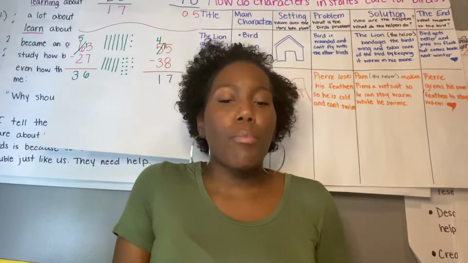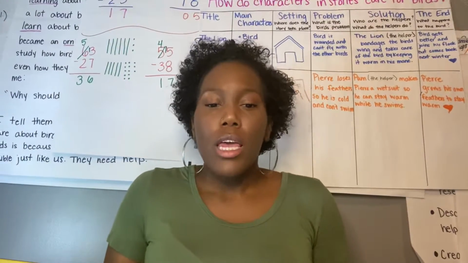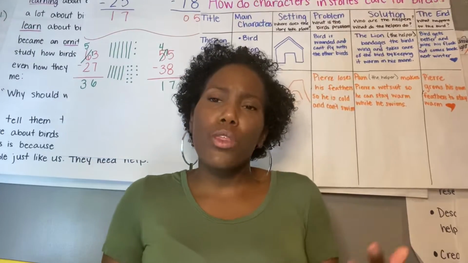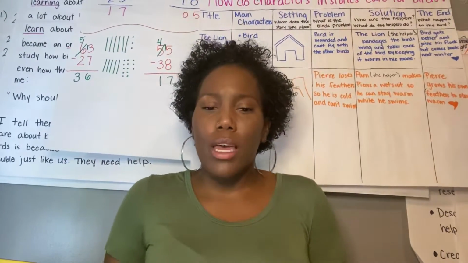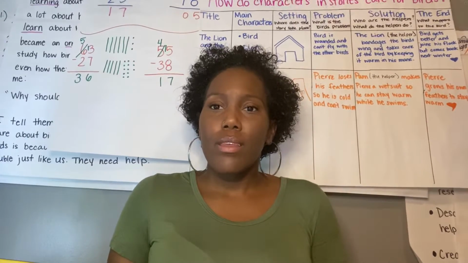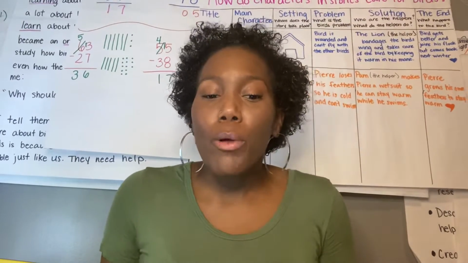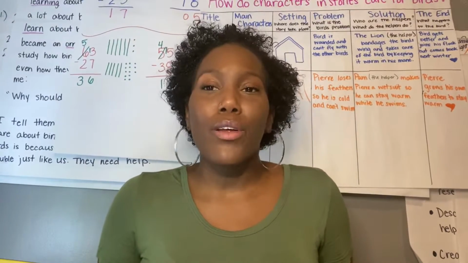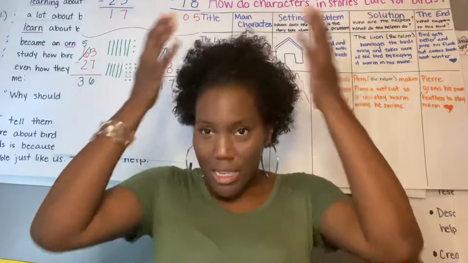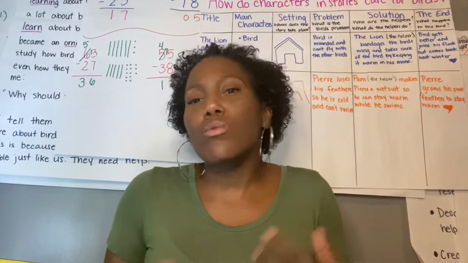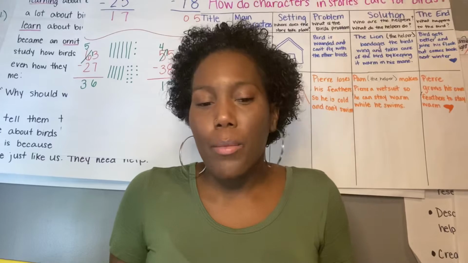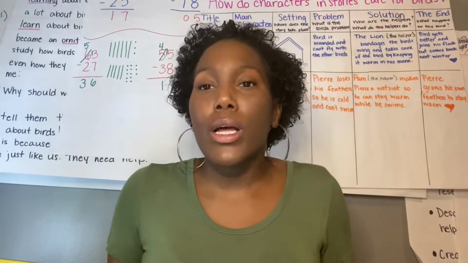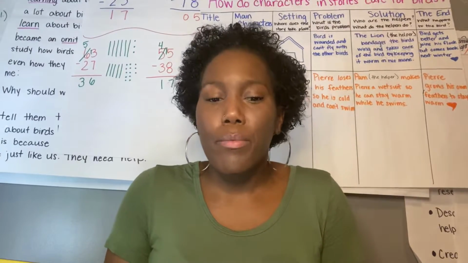Now, how are the birds' or the birds' helpers' experiences similar in these two texts? What do the birds or their helpers do that are the same in these two texts? Right, both bird helpers help keep their birds warm. In The Lion and the Bird, he put the bird in his mane to keep him warm because it was so cold outside and the bird wasn't used to that. And in Pierre the Penguin, Pam made Pierre a wetsuit to keep him warm while he's swimming.